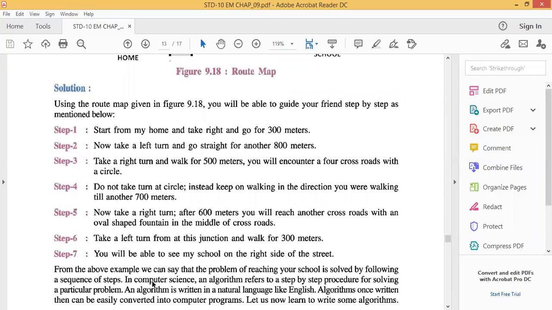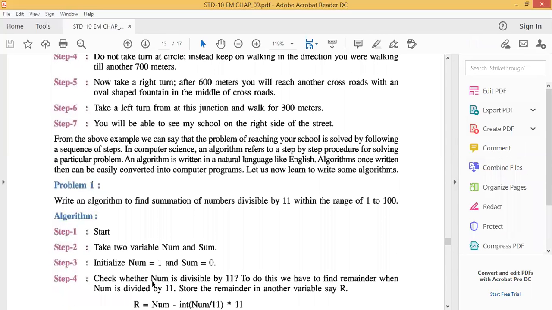Step 4. Do not take a turn at the circle. Instead, keep on walking in the direction you are walking for another 700 meters. Now take a right turn. After 600 meters, you will reach another crossroad with an oval shaped fountain in the middle of the crossroad. Take a left turn from this junction and walk for 300 meters. You will be able to see my school on the right side of the street.